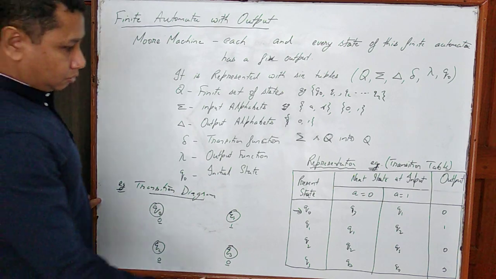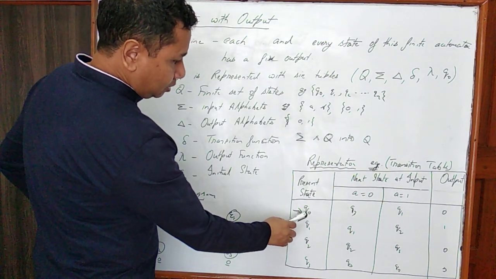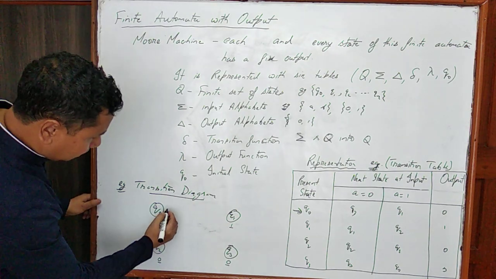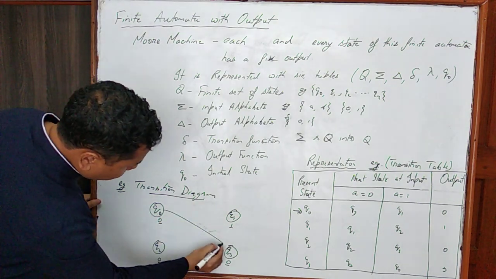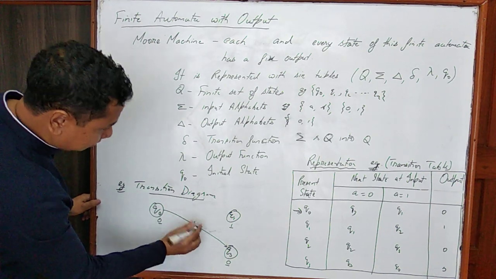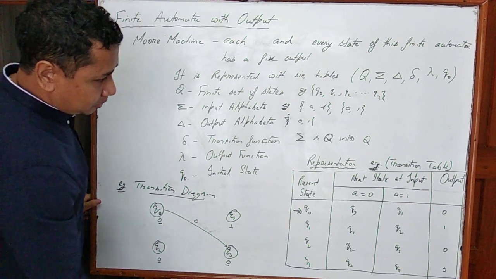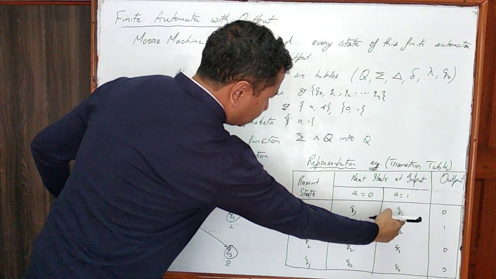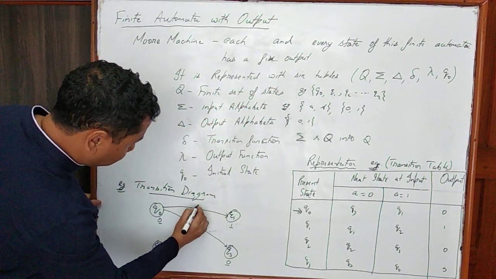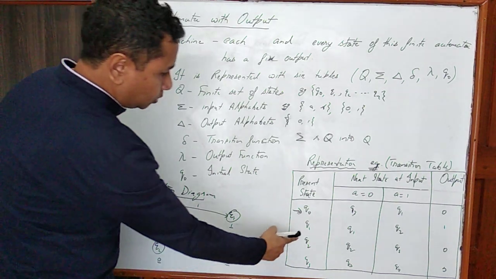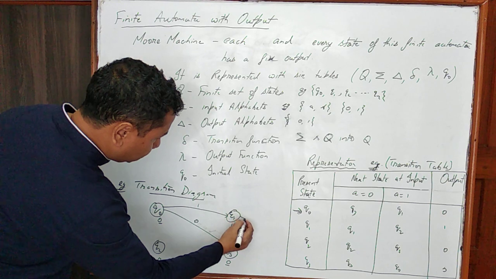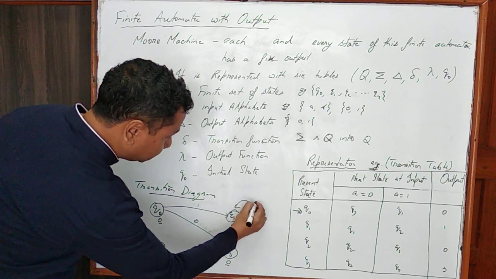Now, how do we make the transitions? q0 with an input of 0 goes to q3, so we can make it like this. q0 goes to q3 with an input of 0. Repeat the same process. q0 with 1 goes to q1. So we can also do q1 with 0 goes to q1.